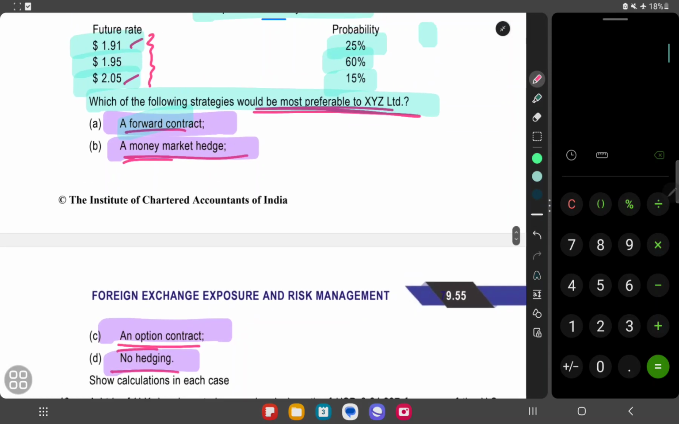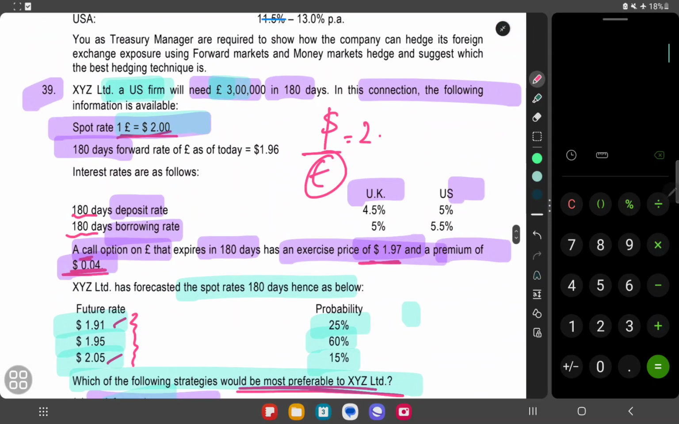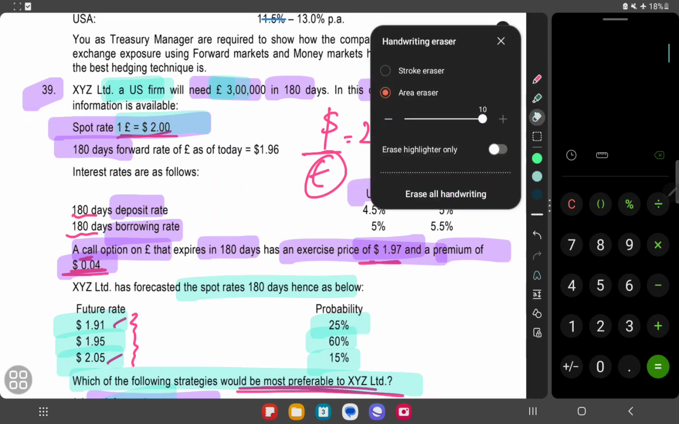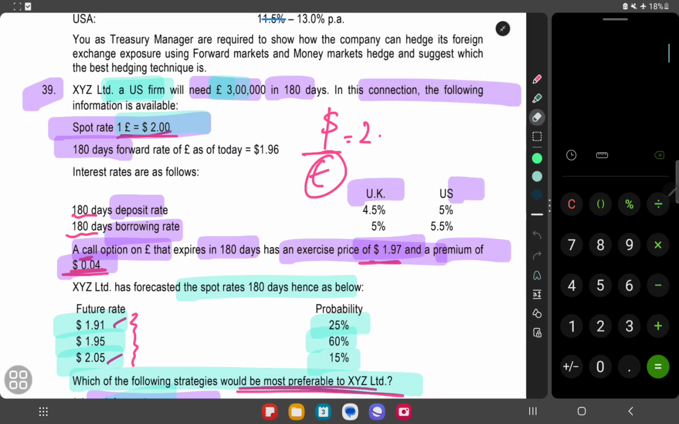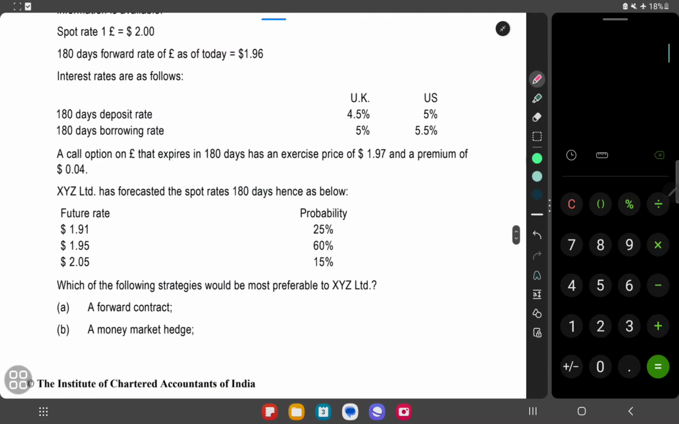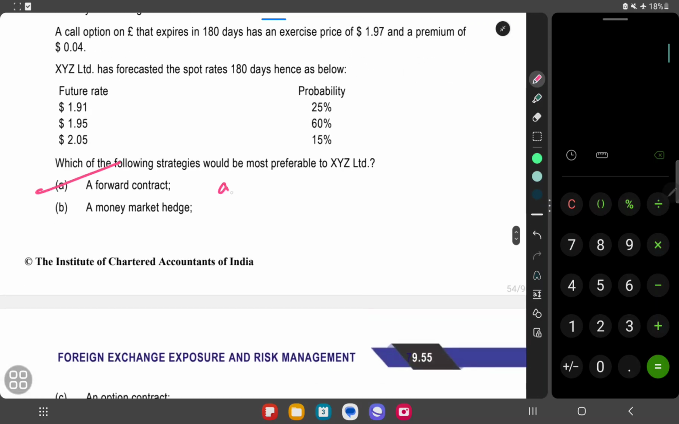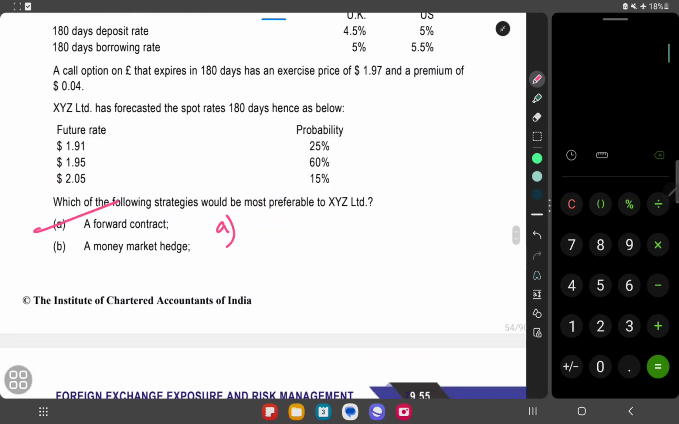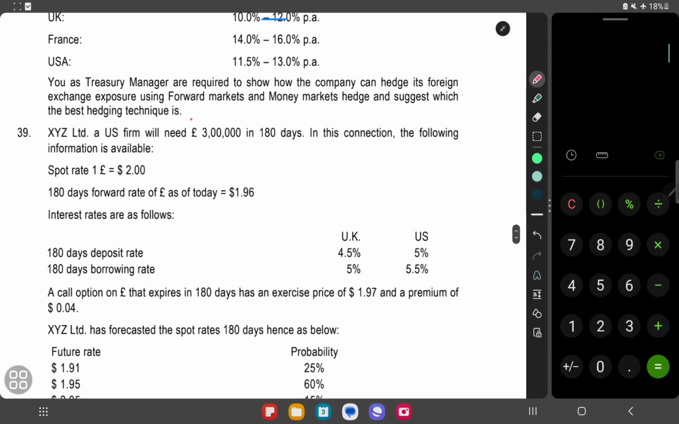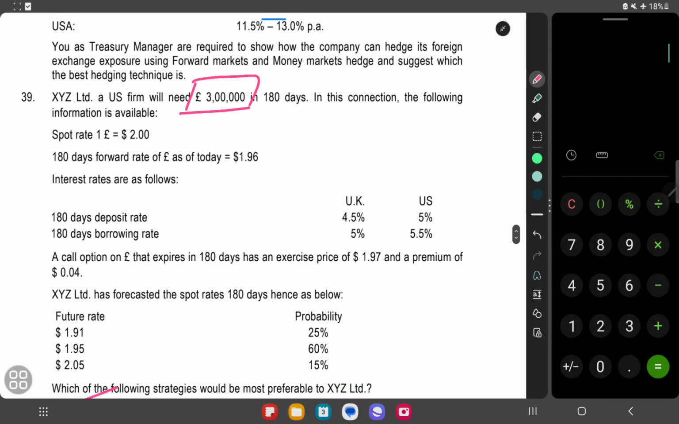Okay, easy. I hope the question is understood. So now we jump on to the solution. For the forward contract, I'll do it right here. It's easy. The first one, A, forward contract. My quantum is pound 3 lakh and my 180-day forward rate, only one rate is given.